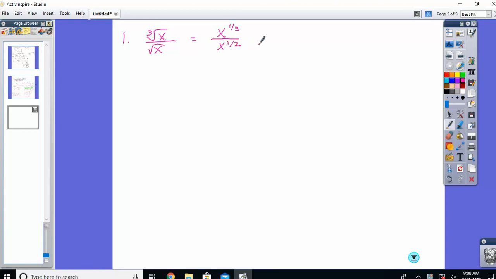Now I do expect you to simplify. If you are dividing, what do you do with your exponents? Subtract them. Okay, which one's bigger, 1/3 or 1/2? 1/2, so it'll end up on the bottom. 1/2 minus 1/3 is 1/6. So your answer is 1 over x to the 1/6 power.